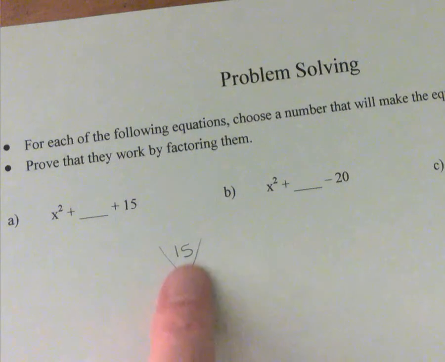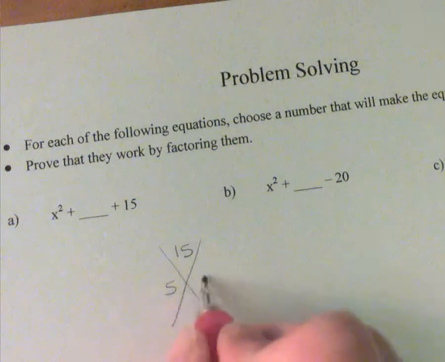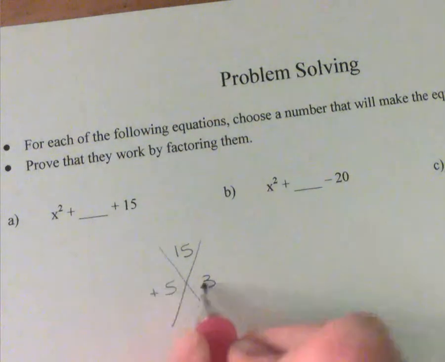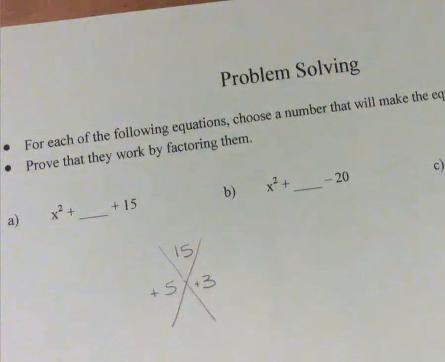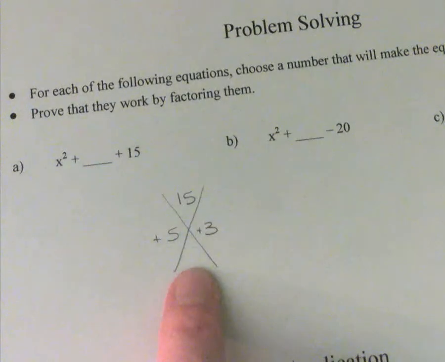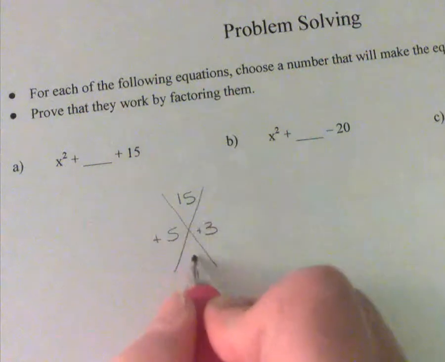So I'm looking for two numbers that multiply to 15. So I would say 5 times 3. You could have picked 1 times 15. That would also work. So I'm going to pick plus 5 and plus 3. And now I'm going to write the sum of those down here. So that would give me a sum of 8.